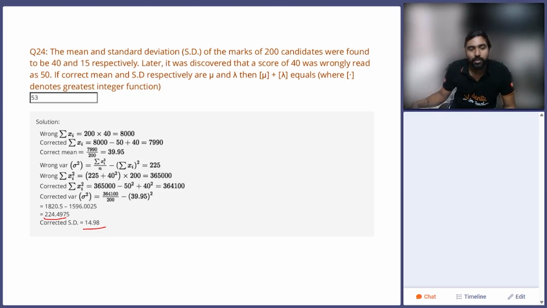Corrected greatest integer function of the standard deviation is 14. Corrected greatest integer function of the mean is 39. 39 plus 14 gives you 53 as the answer.